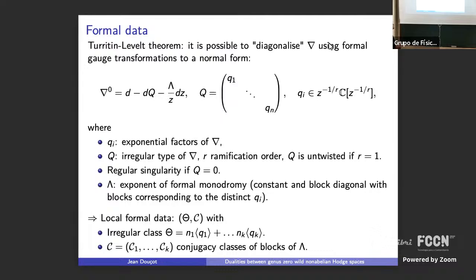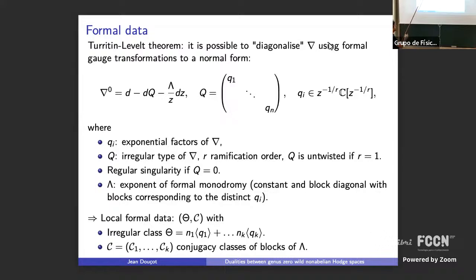And so, the shape that those Stokes data will have depends on the connection, and more specifically, it depends on the formal normal form of the connection. This formal normal form is provided by the classical Turrittin-Levelt theorem, which was already mentioned several times this week. And here I'm stating it in this maybe slightly imprecise way, but maybe more explicit like this.